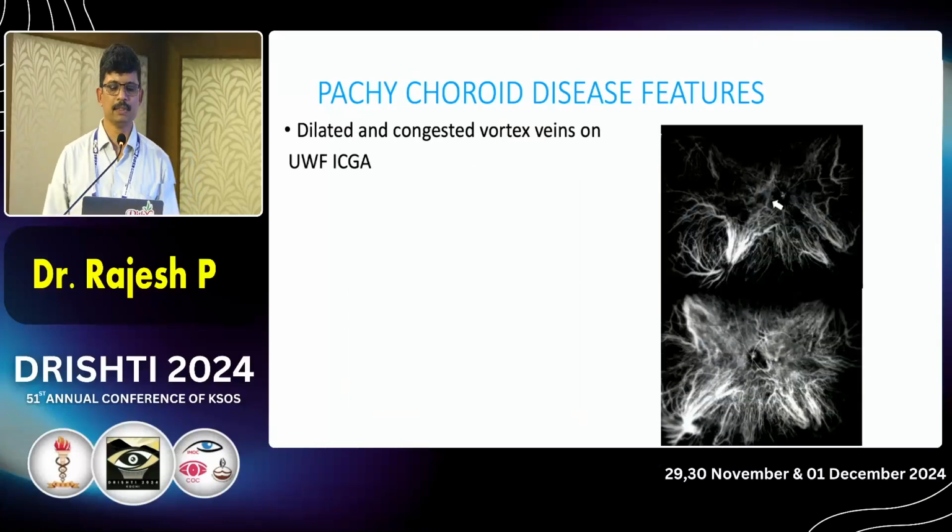And if you have access to ultra wide field ICG, you can also make out an important feature of pachychoroid, that they will have dilated congested vortex veins, which might be involving one quadrant or more quadrants. And in addition to that, you will be able to see intervortex vein anastomosis.